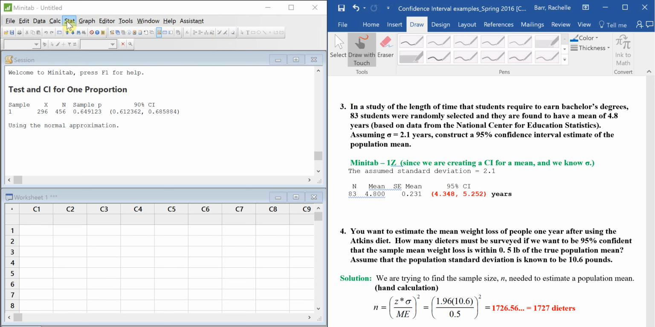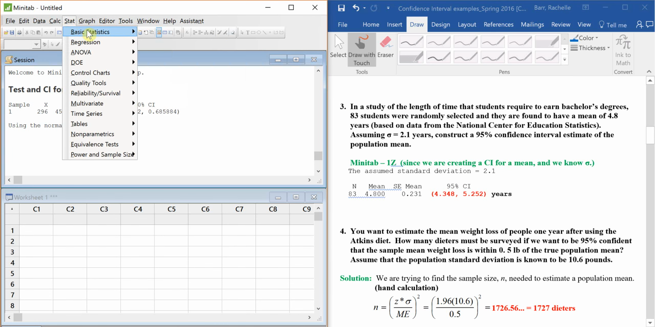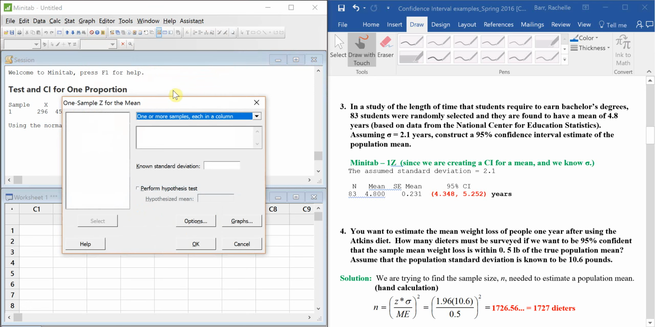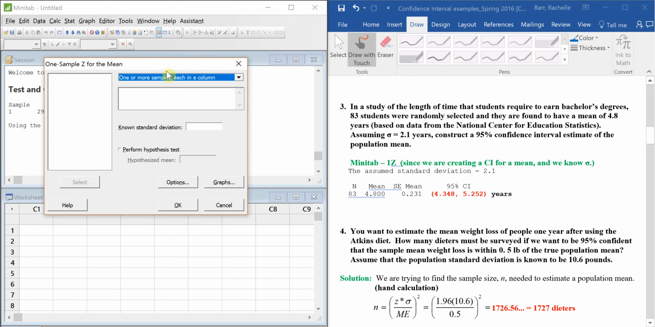So we're going to go up to Stat and then Basic Statistics and down to a 1 Sample Z. This is the one we use for means, since we were given that we're looking at a mean of 4.8. That's how we know this is the one we're going to be using. And again, this automatically defaults to using data, but we actually have summarized data. We have the values in here. So I have my sample size, which was those 83 students, my sample mean, which is the 4.8, and then I know my standard deviation.